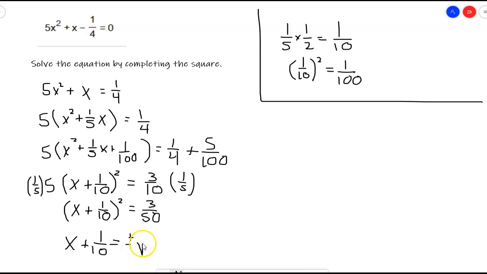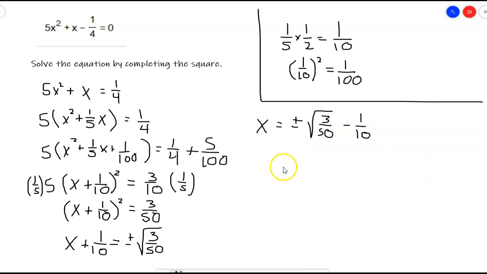Is equal to, and then we're going to take the square root of this side, 3 over 50. So we just took the square root of both sides, and the last thing I want to do is I want to subtract 1/10 from both sides. I'll do it over here. So x is equal to plus or minus the square root of 3 over 50, and this is going to be minus 1/10. So this is actually two different answers.